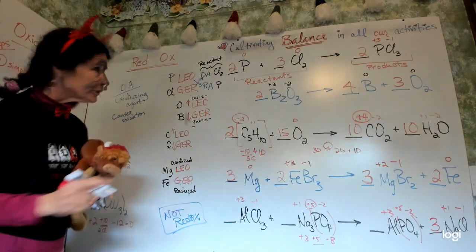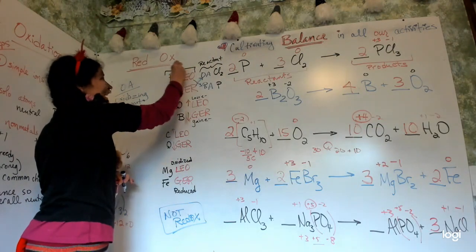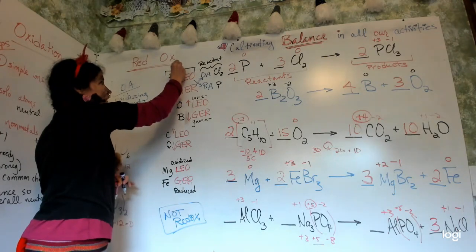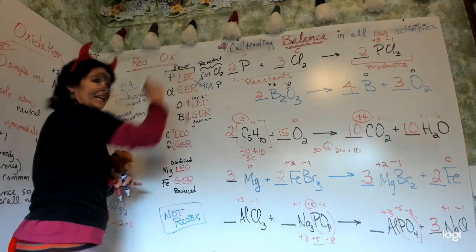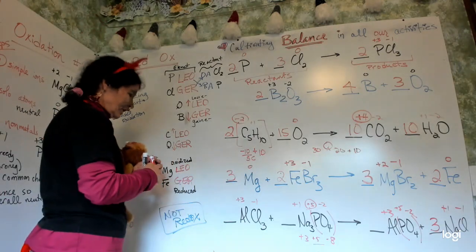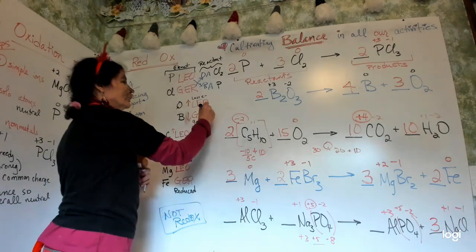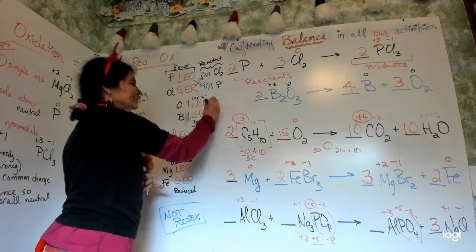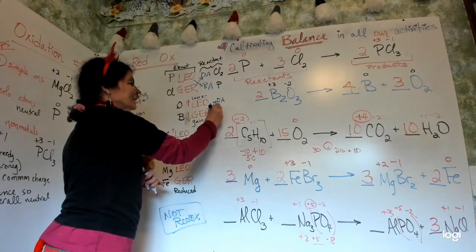When we did the LEO-GER, this was just an element that changed. So let's just go through it. And again, this is why you have study sets and lots of practice. We do lots of practice with this. All right, so we crisscross. The O's always go on top.